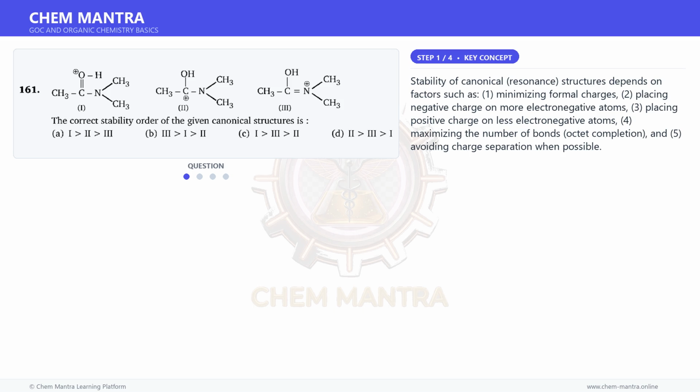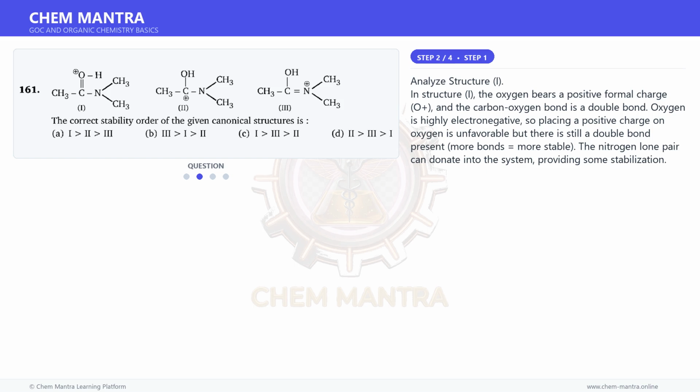Stability of canonical resonance structures depends on factors such as: 1. Minimizing formal charges, 2. Placing negative charge on more electronegative atoms, 3. Placing positive charge on less electronegative atoms, 4. Maximizing the number of bonds, octet completion, and 5. Avoiding charge separation when possible.